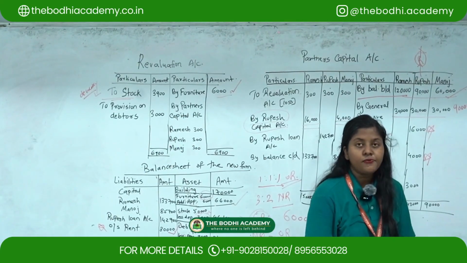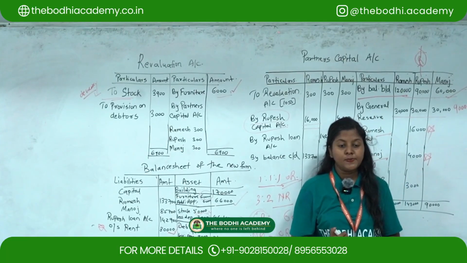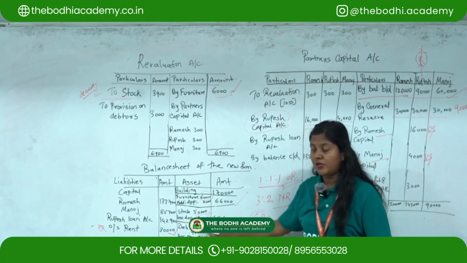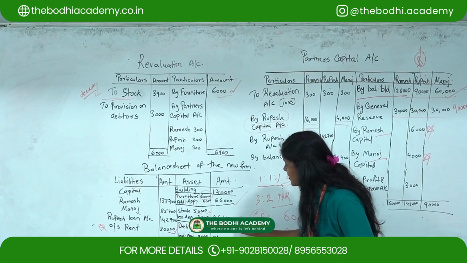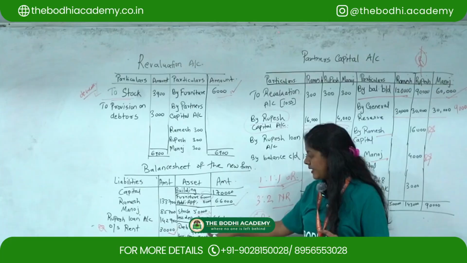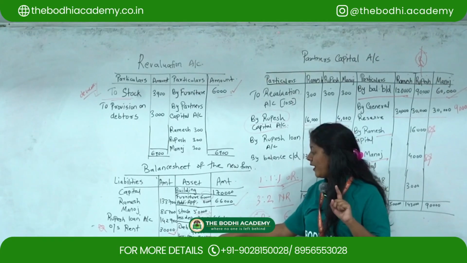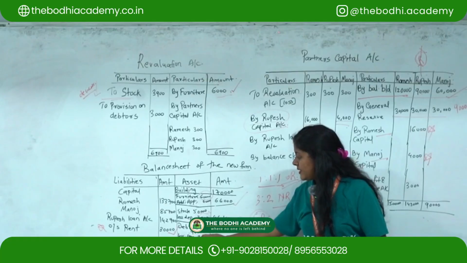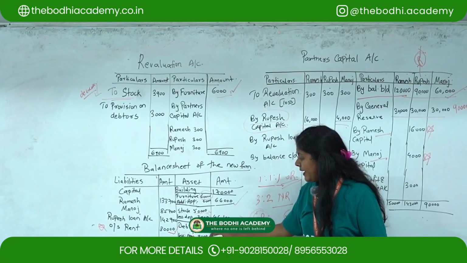Next, provision for bad and doubtful debts to be maintained at 10% on debtors. So on debtors, you have to find out 10%. The actual amount of debtors is 90,000. On 90,000, you have to find out 10%, which will give you 9,000. So this is my new PPTD, 9,000.